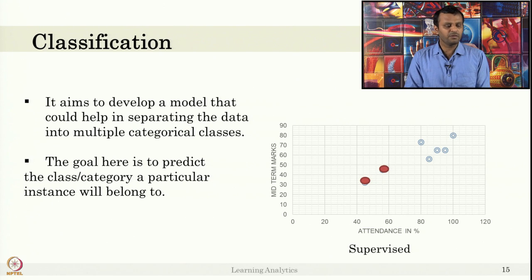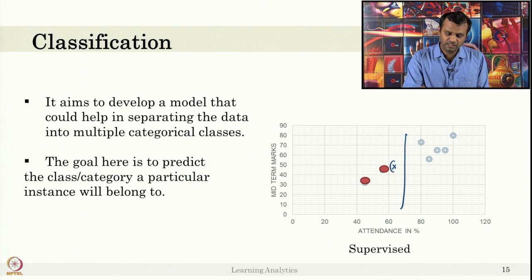So a classification problem aims to develop a model that could help in separating data into multiple categorical classes. That is, in this case, I want to separate into two classes, so it's a binary classification problem. The goal here is to predict the class or category a particular instance will belong to. For example, if I have a new data point, say with attendance 63 and the midterm marks say 40 or 50, which class does this data belong to?